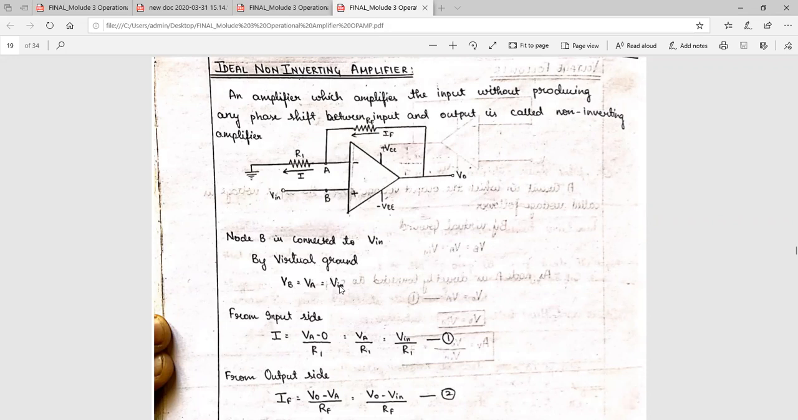Now let us write the equations for the currents I and IF. From the input side, current I is moving from point A to ground. So it is VA minus the voltage at ground, which is 0, so VA minus 0 by R1. So it is VA by R1, and we know that VA is equivalent to V in. So I is equal to V in by R1.